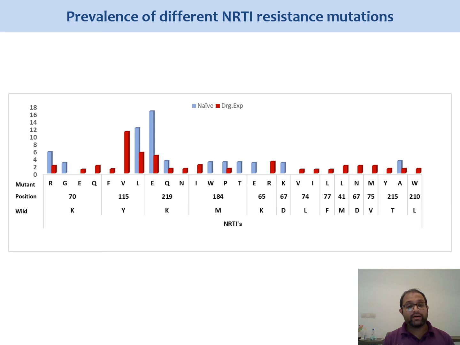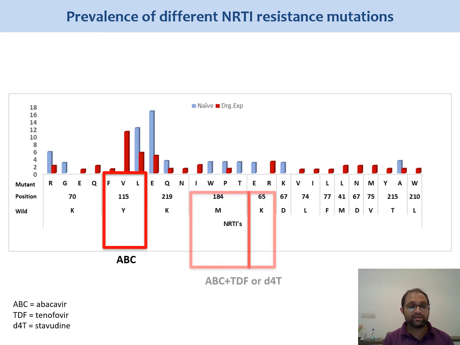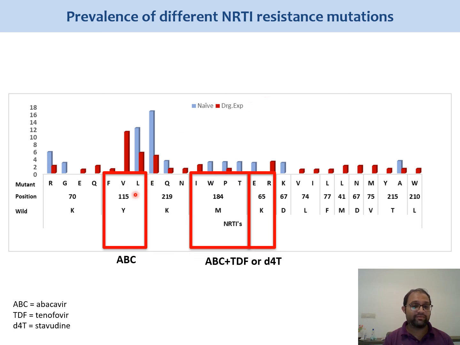So moving on, now we're going to look at the NRTI resistance mutations, and you'll see that certain of these mutations, for example, V115Y, which affects the efficacy of abacavir, is prevalent in not just the drug experienced patients, but also the drug naive patients. Similarly, we have M184V and K65R. They are also major mutations, and they can take away the entire RT based first line therapy.